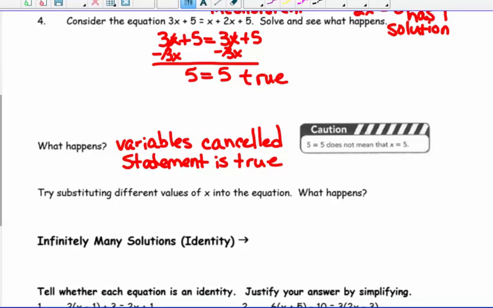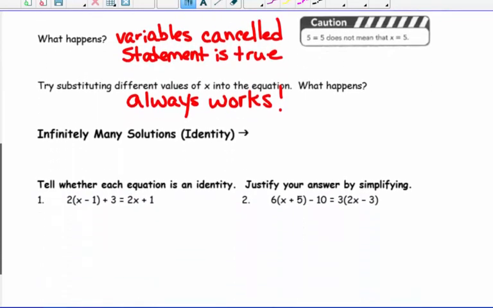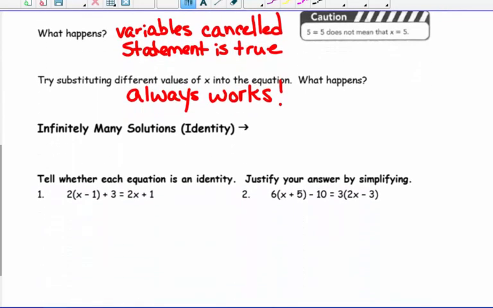How about a negative? Negative 10. 3 times negative 10 is negative 30, plus 5 is negative 25. Negative 10 plus 2 times negative 10, that's negative 20. Negative 20 and negative 10 is negative 30, plus 5 is negative 25. Hey, that works. What happened? It always works. I tried 3 different kinds of numbers. It always worked. So this equation is called the identity.